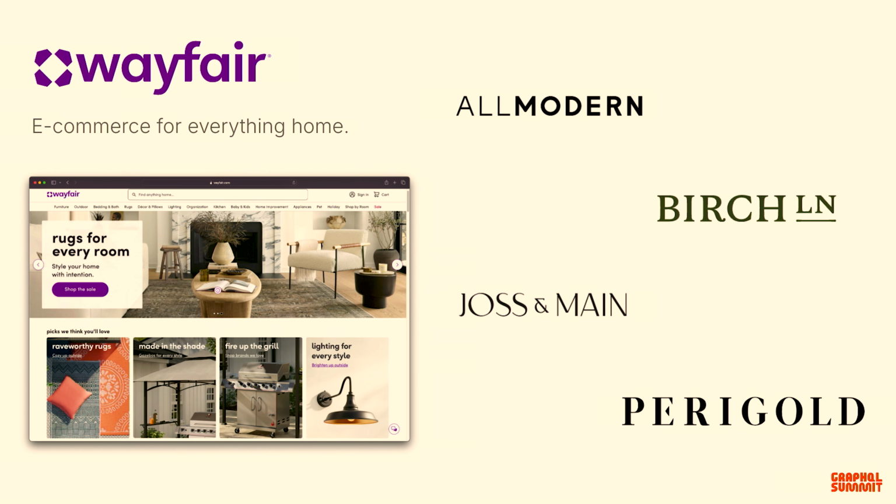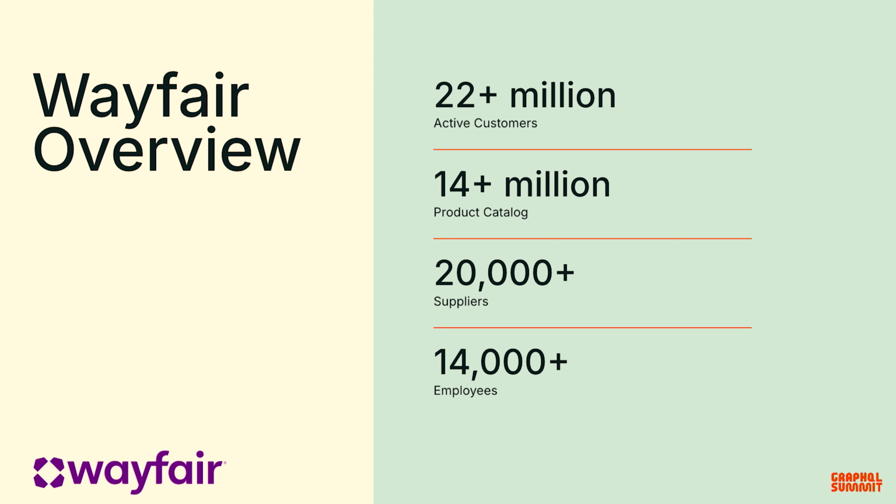Just to kick things off, Wayfair is an e-commerce company that offers everything home. So we serve customers with very specific styles and different segments that cater to all demographics. In addition to Wayfair.com, we have other specialty retail brands as well, such as All Modern, Birch Lane, Joss & Main, and Perigold as well. And at Wayfair, we're serving over 22 million active customers right now, and that's backed by 14 million products in our catalog. So with that, we're working with over 20,000 suppliers to help deliver those products, along with our 14,000 employees to fulfill our customer needs.